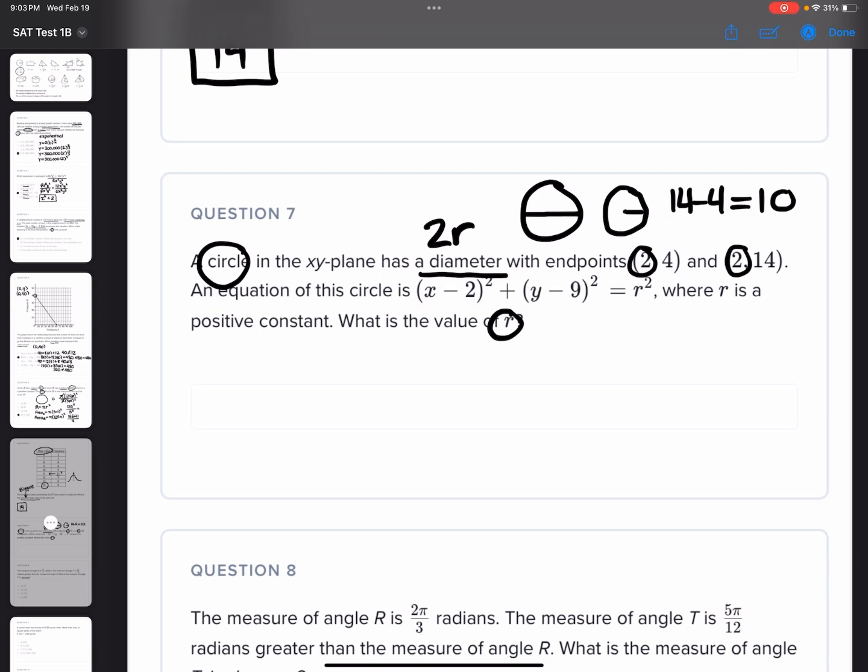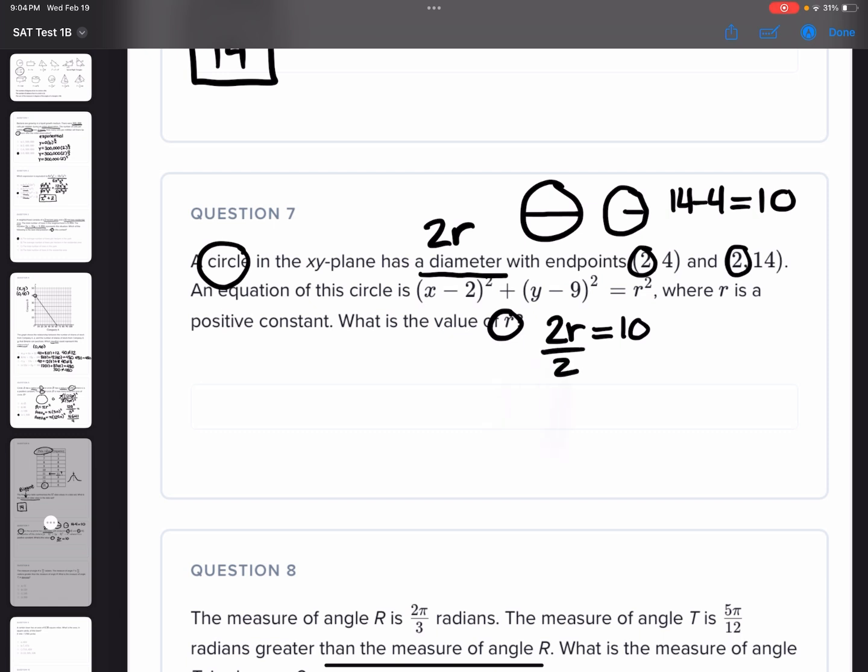Now, of course, if you were given points like 3, 2, and 5, 6, that's your diameter, then yes, you would need to use the distance equation to find out the entire length of that diameter. But of course, this is a relatively simpler question that you can easily use a shortcut on. So you can just subtract the values to find the length of that diameter, right? So the diameter, remember, which is twice the radius, equals 10. That is what it is.